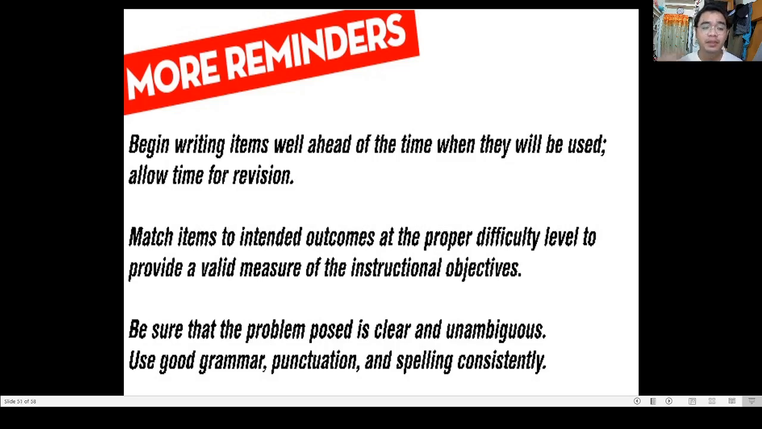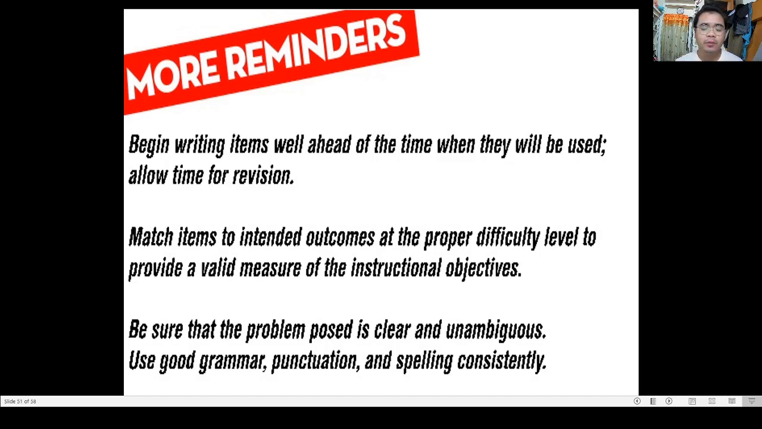That's right, so you can revise more. Match items to intended outcomes. We have what we call a test bank. Teachers have a test bank. For example, they have 150 items for the periodic test, and they pick from them for a periodic test of only 50 items. So they could choose from the items in their test bank.